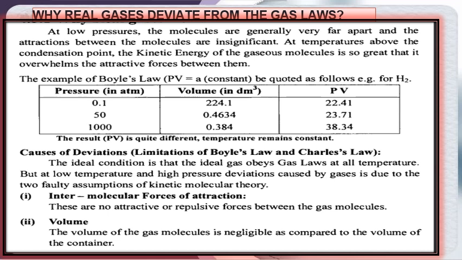Suppose in the first experiment, the pressure was 0.1, right? It is a low pressure. So the volume in dm³ was 224.1, right? You know very well. Remember the relation that 1 atmosphere is equal to 22.414 dm³. So 0.1 will be equal to how much? 22.414 upon 1 multiplied by 0.1. So there will be the value 224.1. Now if we calculate the value of PV, it is 22.41.